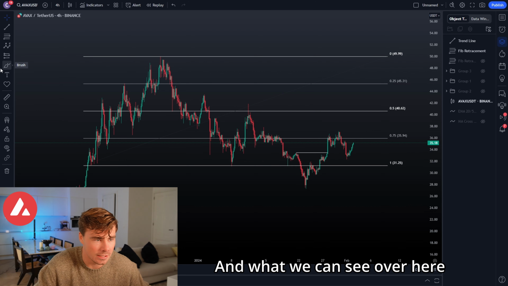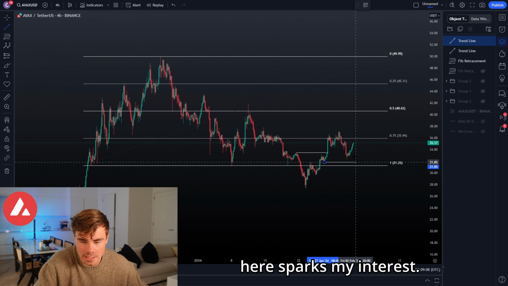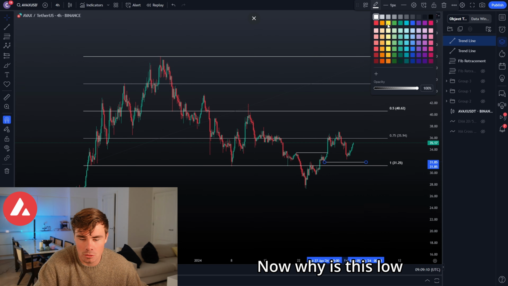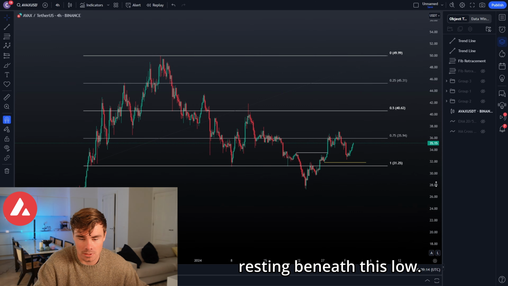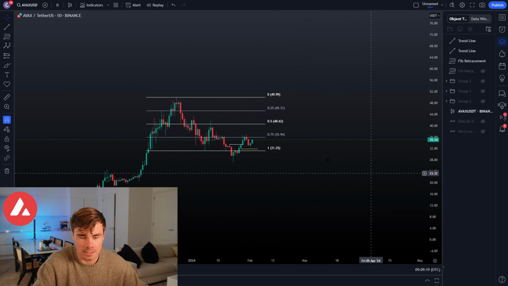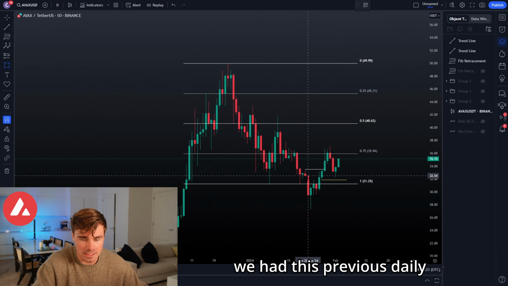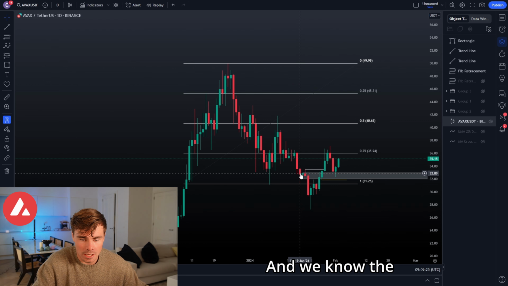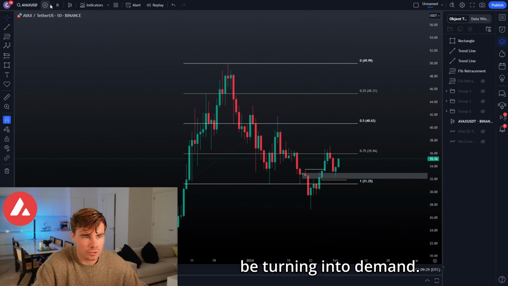And what we can see over here is that we have this low over here, and this low over here sparks my interest. Now why is this low sparking my interest? Because I think there's many sell-side liquidity resting beneath this low, and there's two reasons for that. First of all, if we look at the daily, we can see that over here we had this previous daily supply candle, right? And we know that previous supply, if we break above it, should be turning into demand.